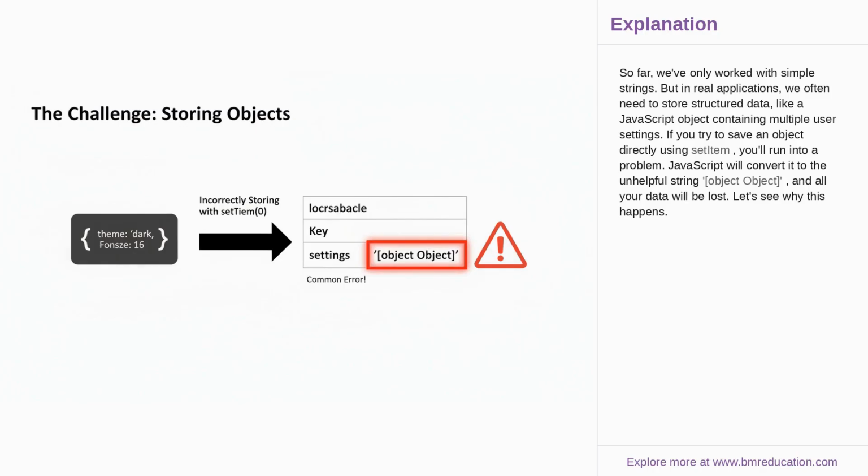So far, we've only worked with simple strings. But in real applications, we often need to store structured data, like a JavaScript object containing multiple user settings. If you try to save an object directly using setItem, you'll run into a problem. JavaScript will convert it to the unhelpful string object, and all your data will be lost. Let's see why this happens.